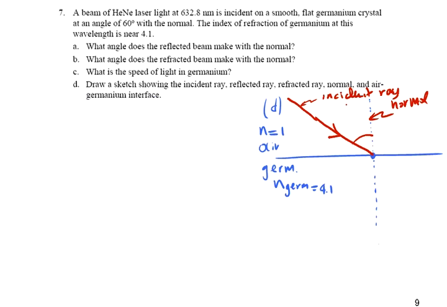And then this ray, because it goes from a thinner to a thicker optical media, instead of continuing on a straight path, right here at the interface it will bend towards the normal. So this is the ray which is refracted. This is the refracted ray.